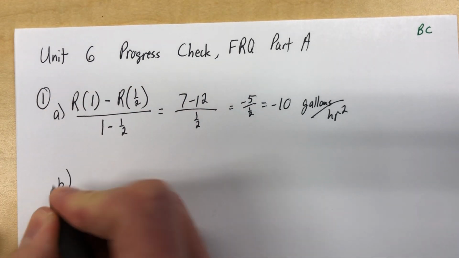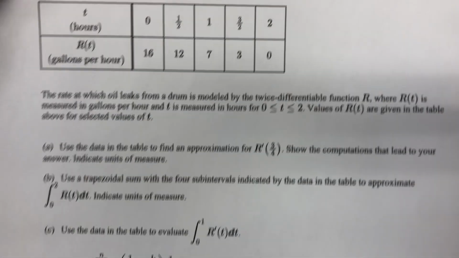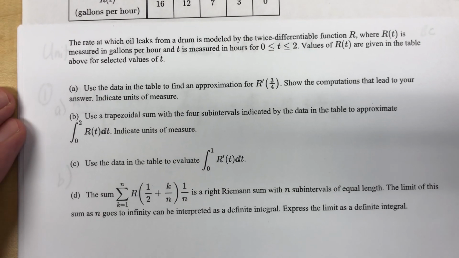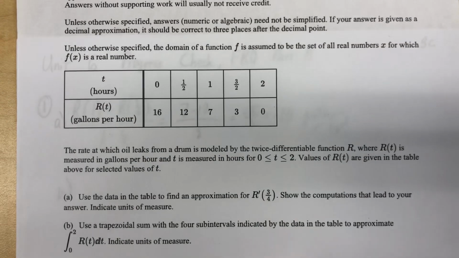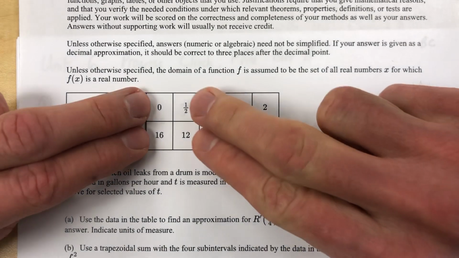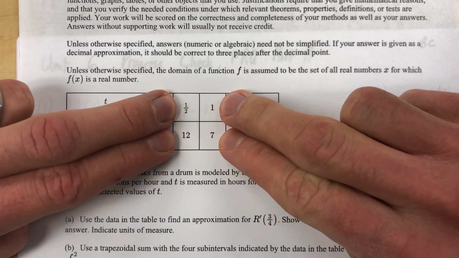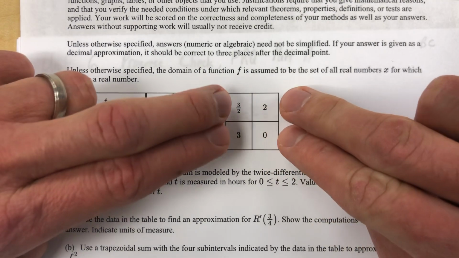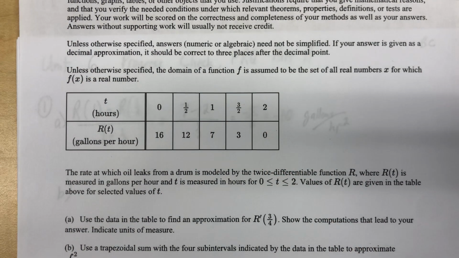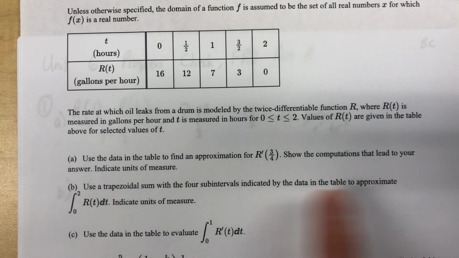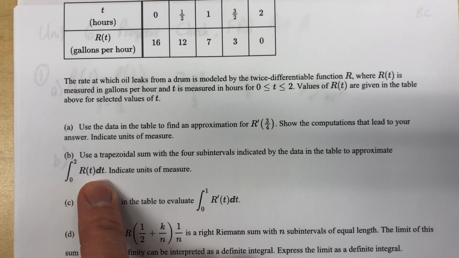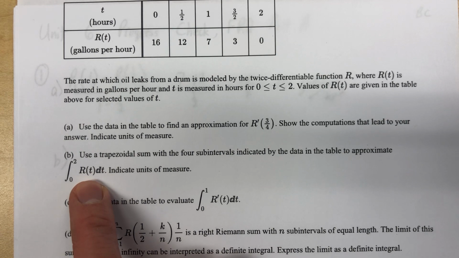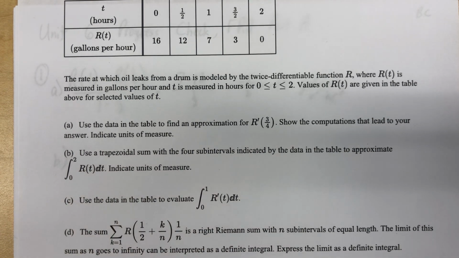Let's jump to part B. And then use a trapezoidal sum with 4 subintervals indicated by the data in the table. Okay, let's just stop and think about that for a second. Trapezoid number 1 is there. Trapezoid number 2 is there. Trapezoid number 3 is there. Trapezoid number 4 is there. Okay, indicated by the table. We're going to do that to approximate this. Now, it is an approximation because we don't have the equation for R of T, but we will just approximate it using the trapezoidal sum, indicate units of measure.